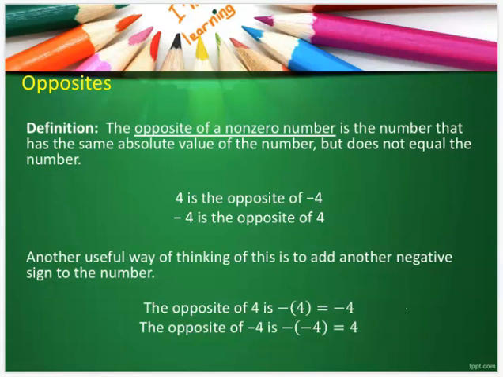Another useful way to think of it is to add another negative sign to the number. So the opposite of 4 is, you can see how we have a negative sign or a dash in front of it, and we say equals negative 4. The opposite of negative 4, notice we put another symbol right out front, and so we would read that as the opposite of negative 4 is positive 4.